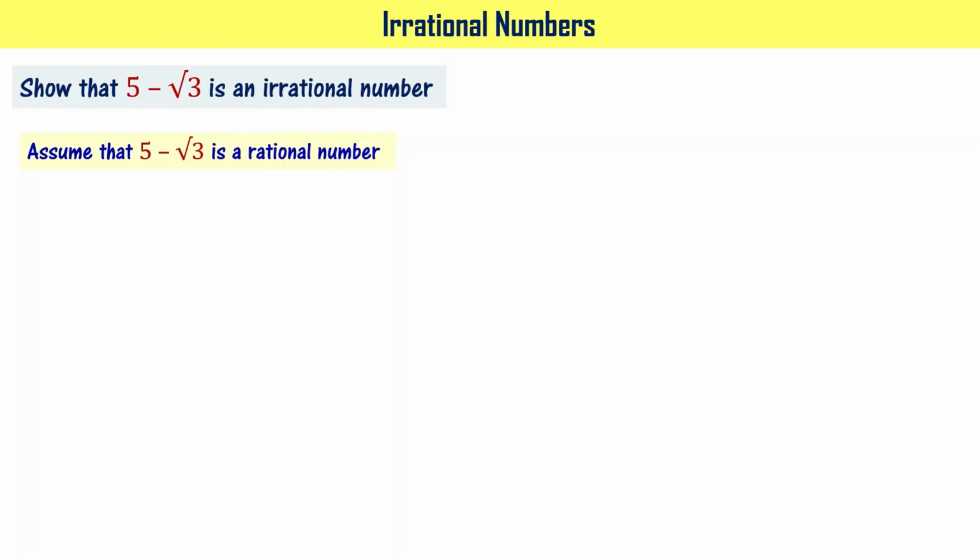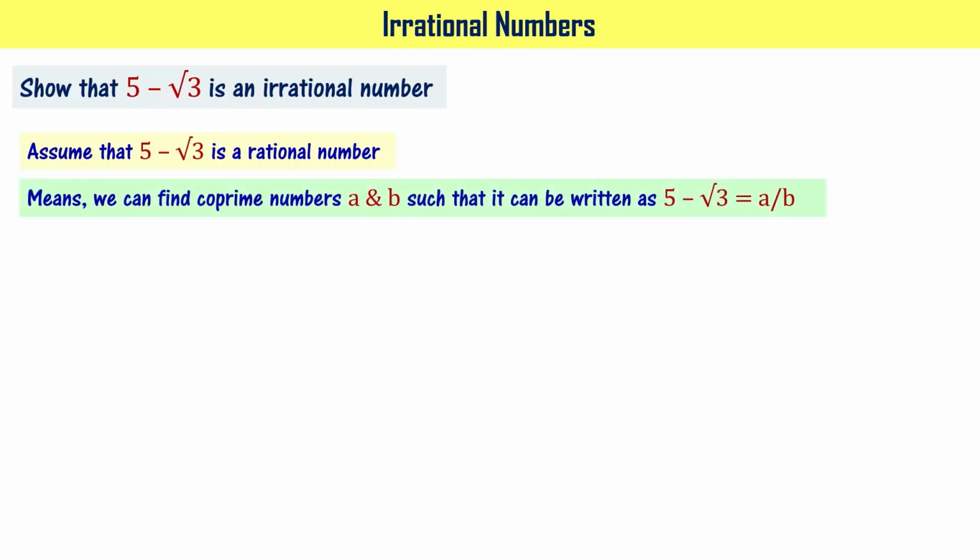This also we want to prove by proof by contradiction method. That's why we say that 5 minus root 3 is a rational number. It means I can find two co-prime numbers A and B such that 5 minus root 3 can be written as 5 minus root 3 equal to A by B. Let me rearrange this equation such that I can write root 3 equal to 5 minus A by B. That can be simplified and written as root 3 equal to (5B minus A) by B, right?